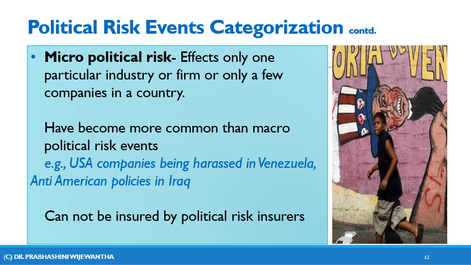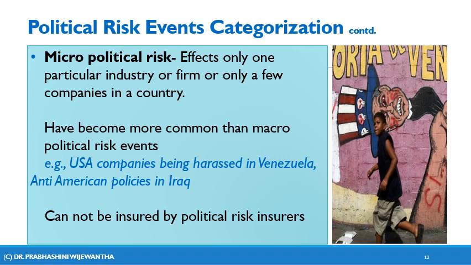And the problem with these micro-political risk events is that they cannot be insured by political risk insurers. So we are not going to discuss political risk insurance under this lesson. But when it comes to the subject of insurance, if you study insurance in depth, you may hear that normally in insurance, what do we insure? We insure for the risk.